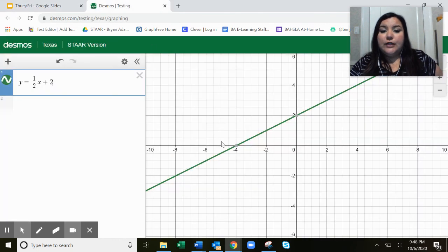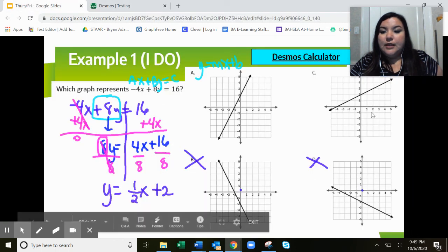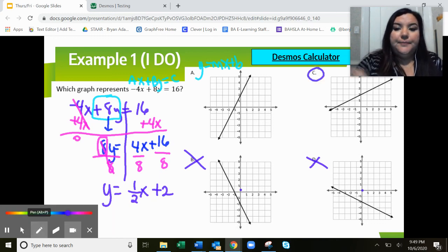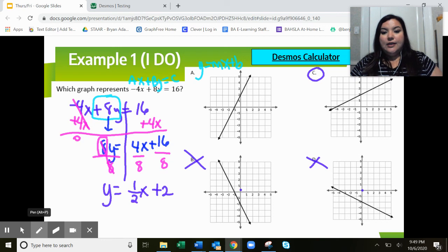But also we can just look at our x and y intercepts. So our x-intercept is negative 4, our y-intercept is 2. X-intercept is negative 4, y-intercept is 2. So we found our answer here. And so now for the next previous slides, please make sure that you are practicing through these types of questions and utilizing your Desmos calculator in order to graph and match.